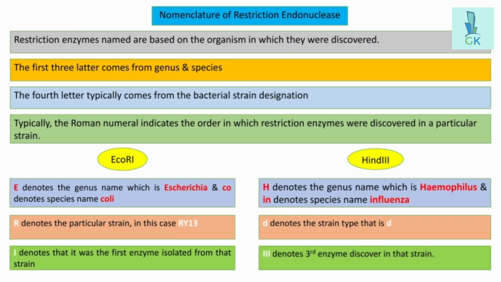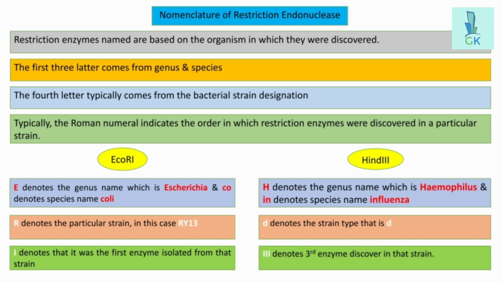Our next concept is nomenclature of restriction endonuclease. Restriction enzymes are named based on the organism in which they were discovered. The first three letters come from the genus and species. The first letter comes from the genus, and the second and third letters come from the species. The fourth letter comes from the bacterial strain. And the Roman numeral indicates the order of the restriction enzyme discovered in that particular strain.